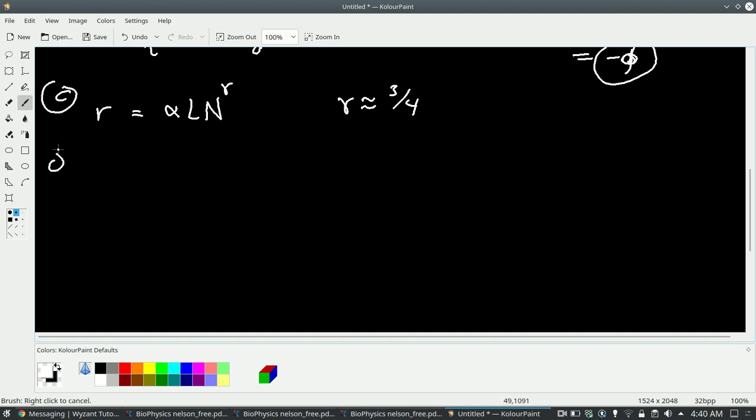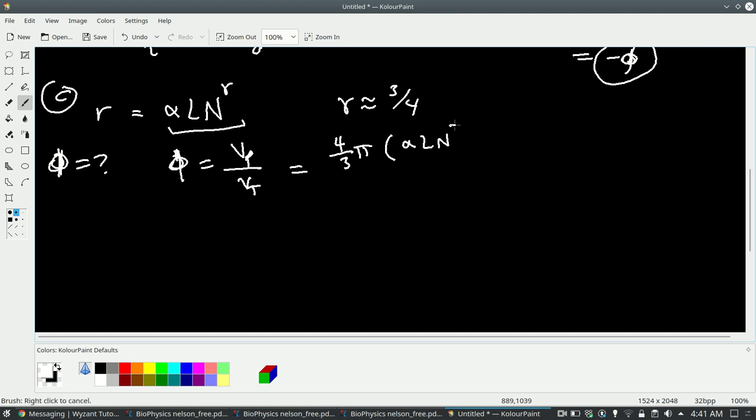Now we need an expression for phi. How can we get an expression for phi here? Well, we know that phi is the volume fraction occupied by the polymer. So it's the volume of the polymer divided by the total volume. The volume of the polymer is going to be 4/3 pi r cubed, where this is r. We're assuming gamma is 3/4, so 4/3 pi r cubed over Vt.